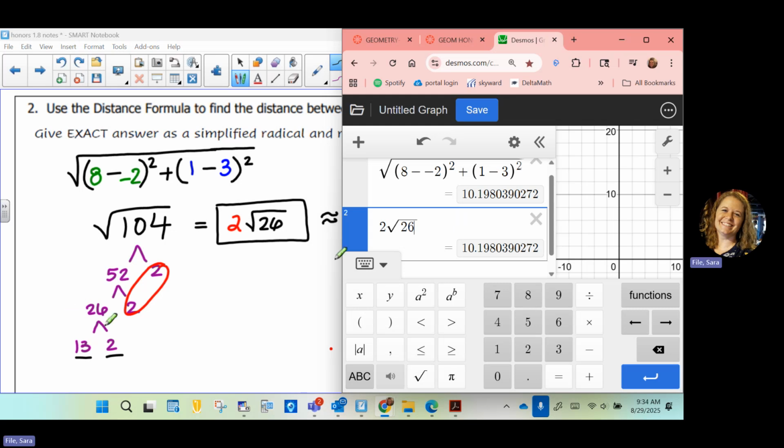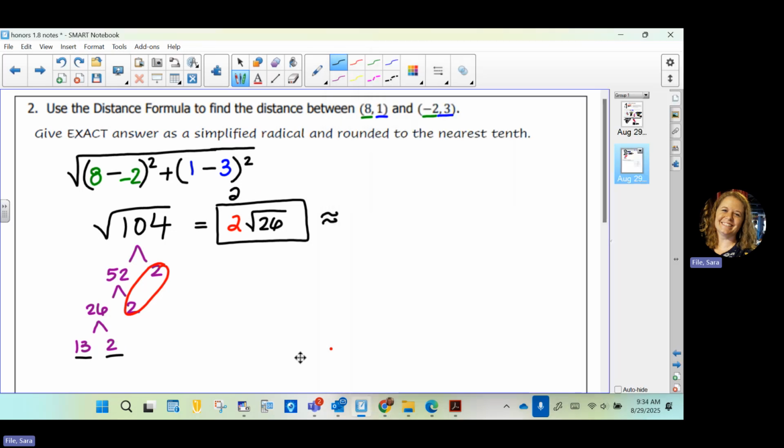So the prime numbers I was left with were 13 and 2. So I can write them separately. I can write 2 and then 2 times 13. But I just went ahead and multiplied them back together before I wrote it down. I just saved myself a step of writing.